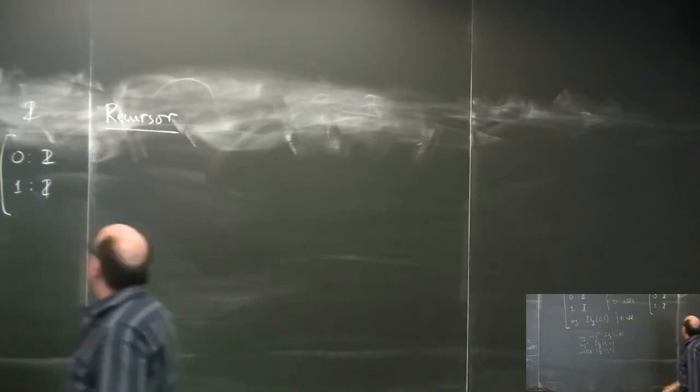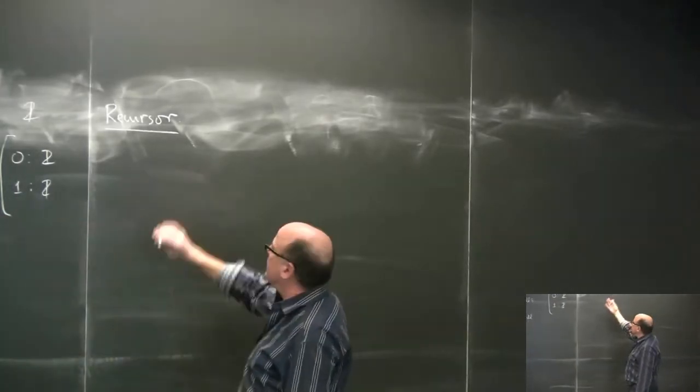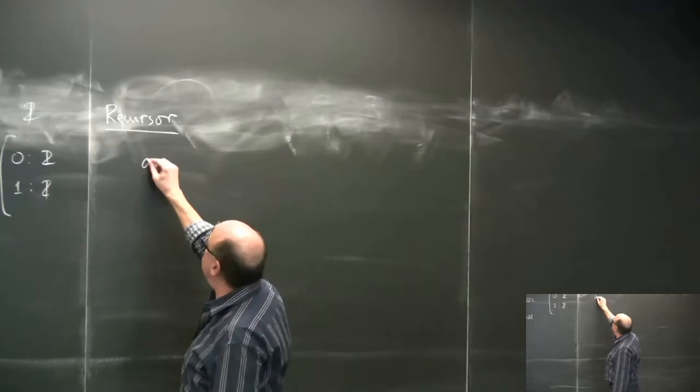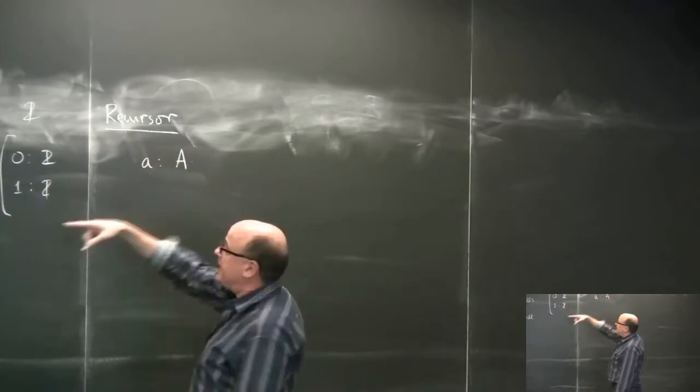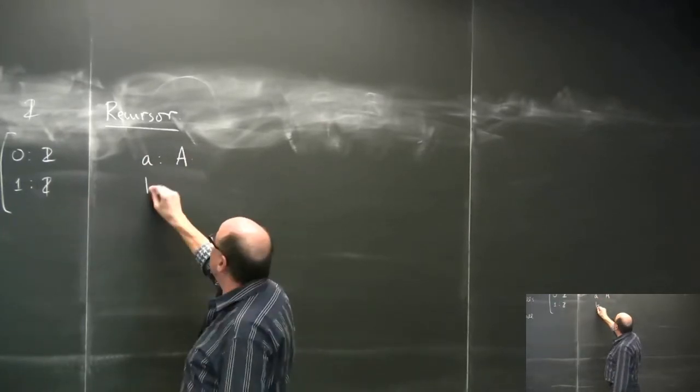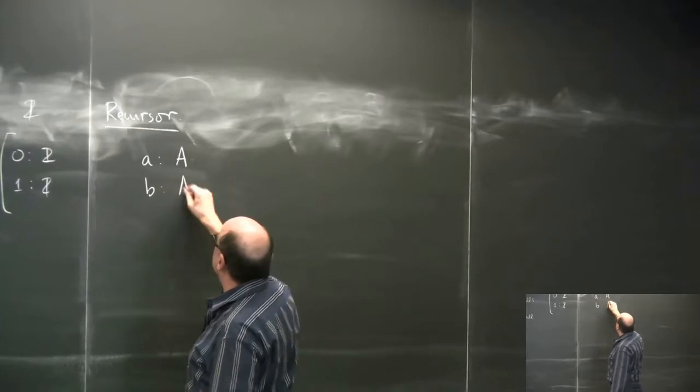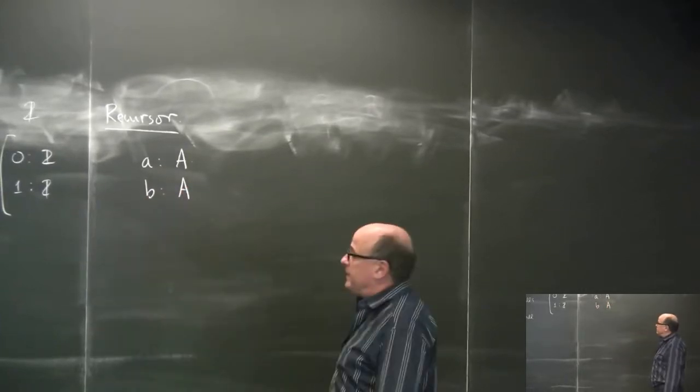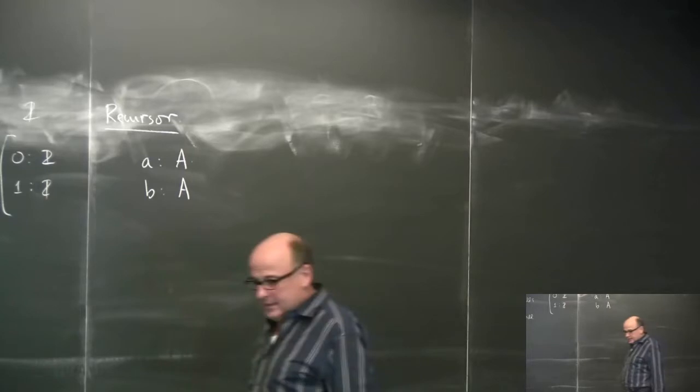If I think of it like that, then if I have a recursor, it'll say if you give me a type A that has a point, a little a, let's say I've written here, and another point b which corresponds to B, this is the idea.